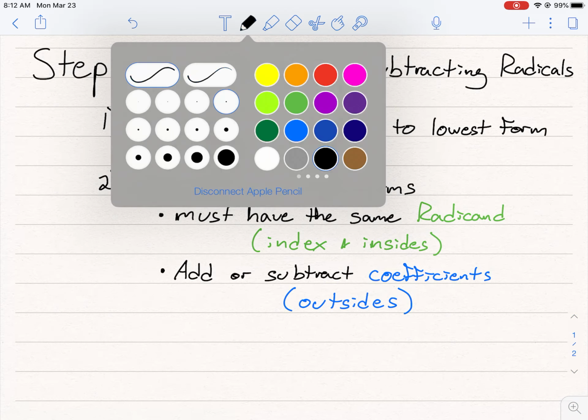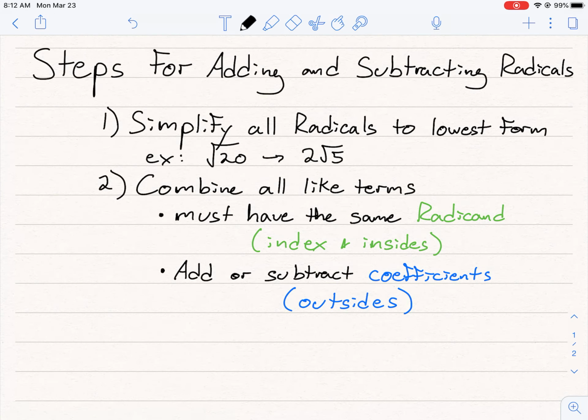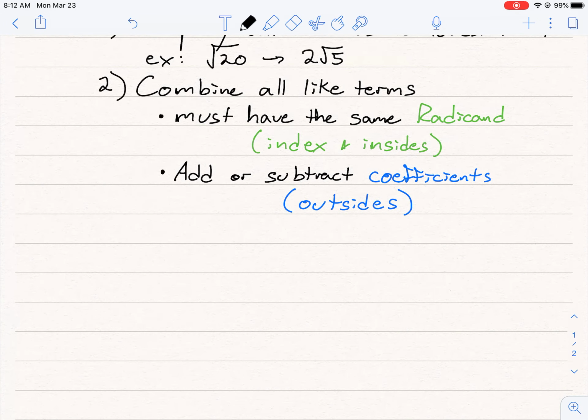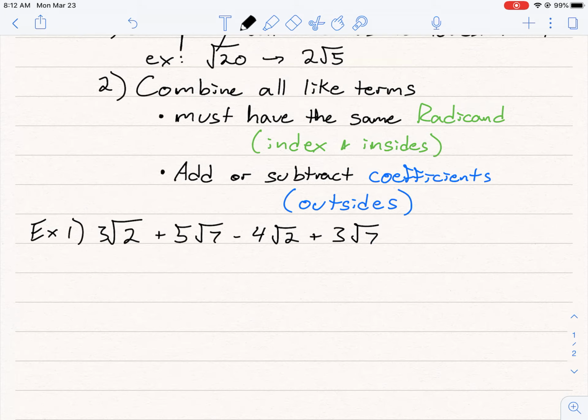All right, so what does that look like? Because it's easy enough to tell you the steps of how to solve, but sometimes this can be abstract and we need to actually see problems to figure that out. So here's my first example, example number 1. Let's say I have 3 square root of 2 plus 5 square root of 7 minus 4 square root of 2 plus 3 square root of 7.